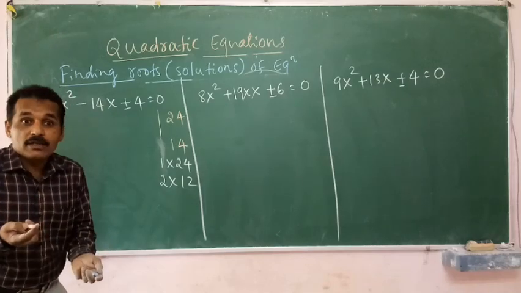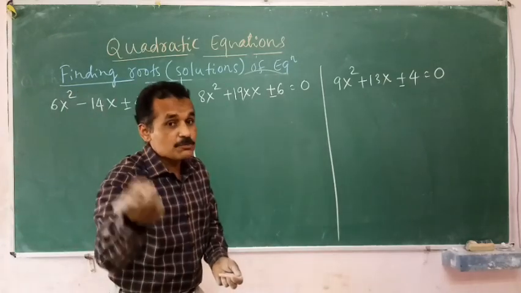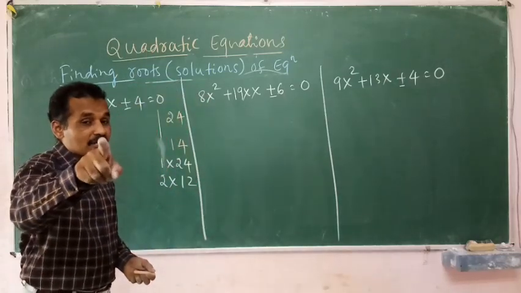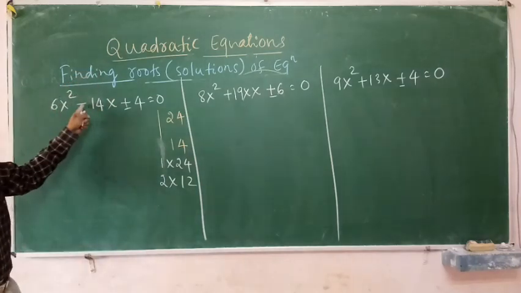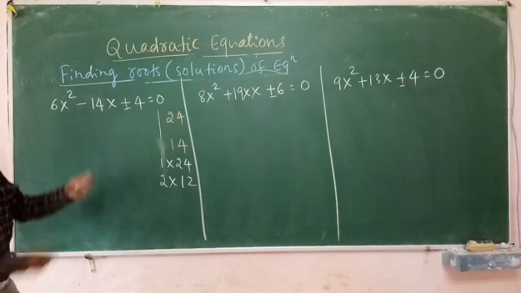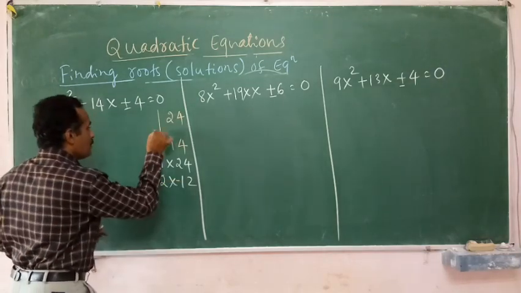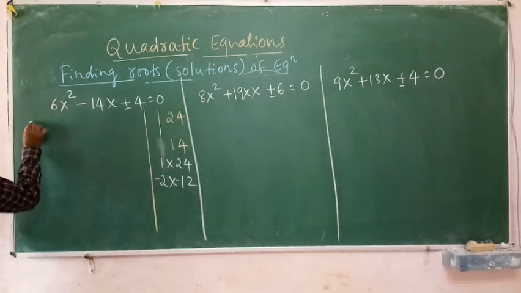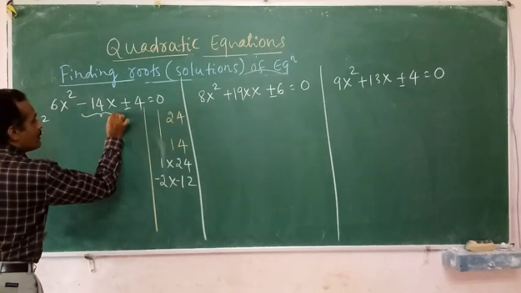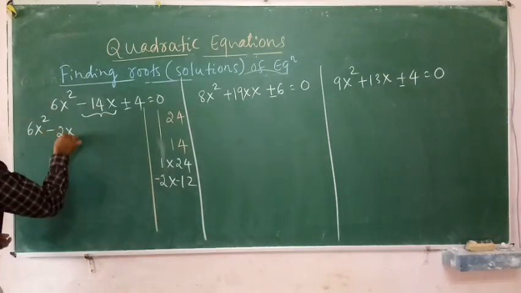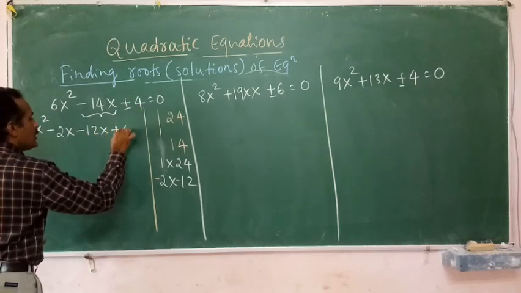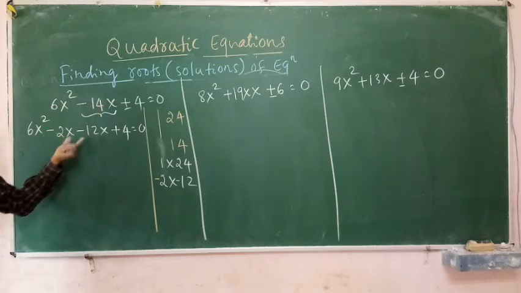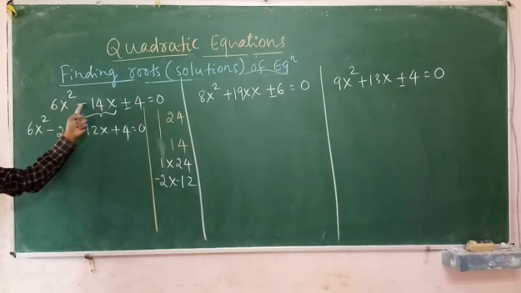But which 2 and which 12? I have told you it has two chances, both plus plus or both minus minus. But which has to be chosen? It is not your choice, my dear children. This is the choice of this. When this is minus, I have to give minus sign for both. It will be minus 12 and minus 2. Come on, how to write? It is 6x square. This I will break into two parts. Minus 2x minus 12x plus 4 is equals to 0. See, this minus 14 will break into two parts. Minus 2 and minus 12, both minus minus because minus sign is here.